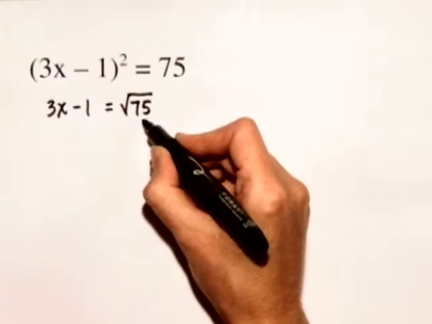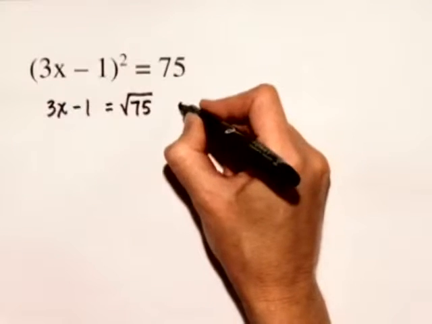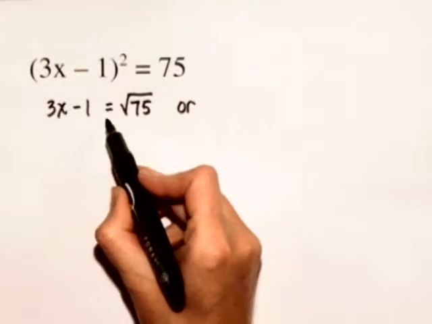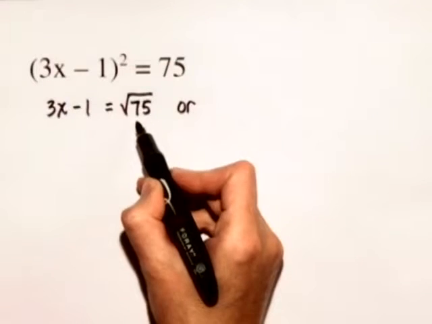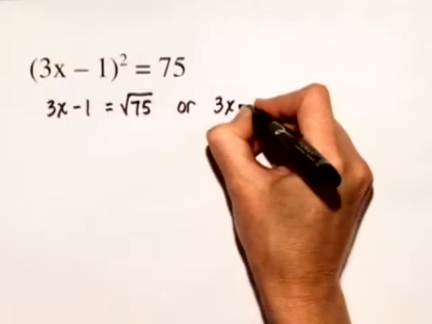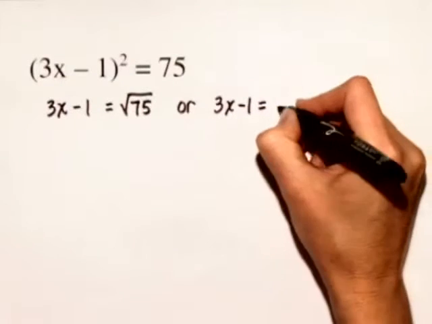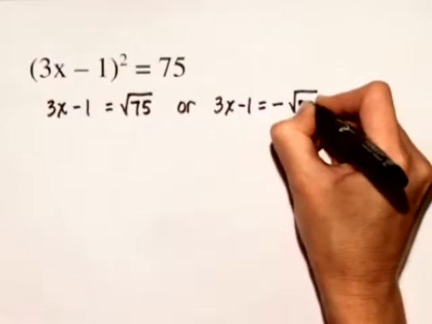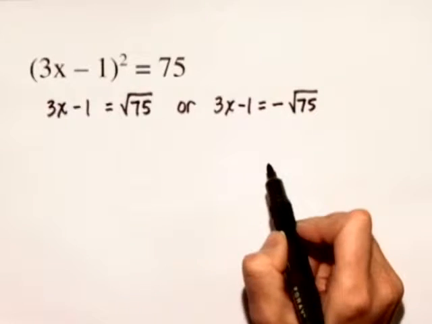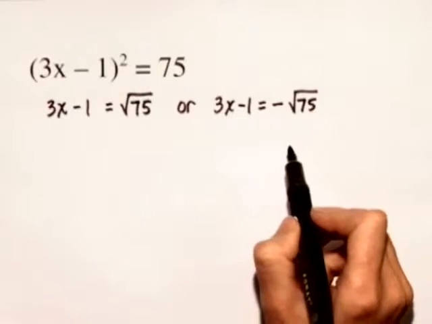But remember, when you apply the square root property, you really have two equations. We have 3x minus 1 is equal to the positive, or the principal, square root of 75, or 3x minus 1 is equal to the negative square root of 75. It's important to take both the positive and the negative square root of that constant term.